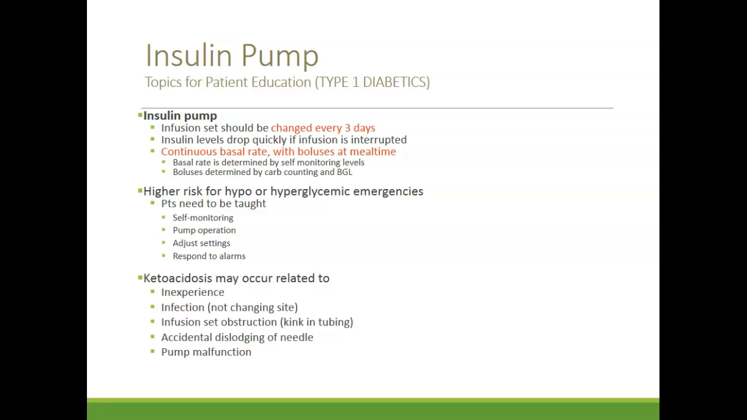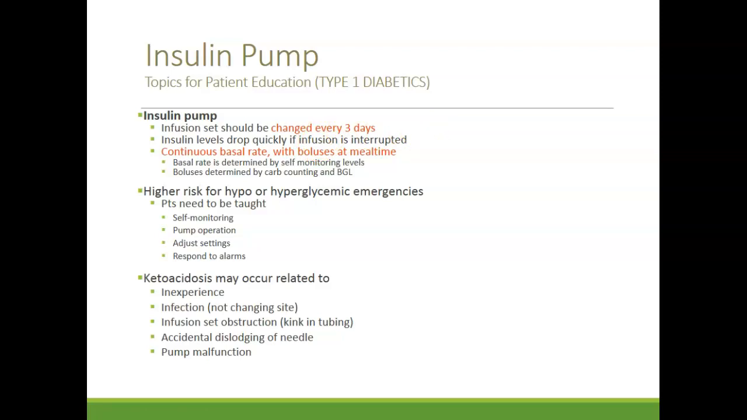They're honestly not just made for type 1 diabetics. I've heard of some really uncontrolled type 2 diabetics use them. But important points you need to know about insulin pumps: the infusion set needs to be changed every 3 days. Insulin levels drop quickly if the infusion is interrupted.